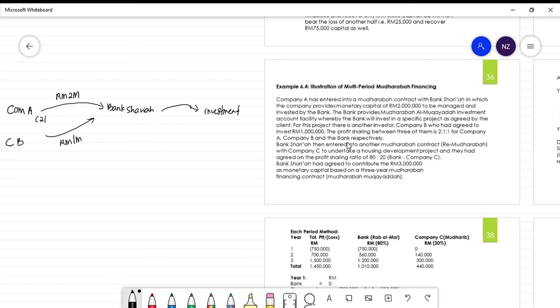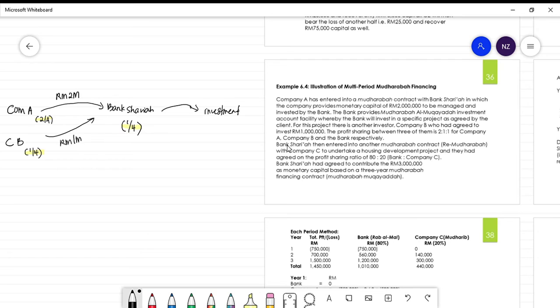2 per, sebabkan dia ratio kan, so kita kira total lah 2, 3, 4, so 2 per 4 is for company A, company B is 1/4, right? The bank here akan dapat 1 per 4. Okay, nampak tak? Yang dalam yang saya highlight ni is dia punya ratio lah, pre-agreed ratio ataupun the profit. Okay, now then the first paragraph.